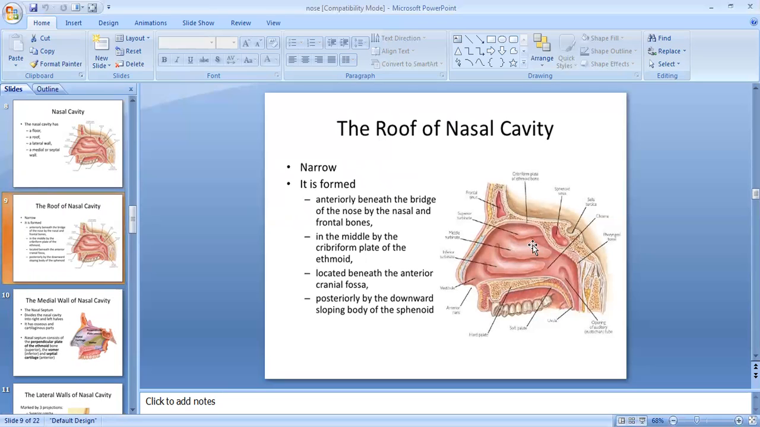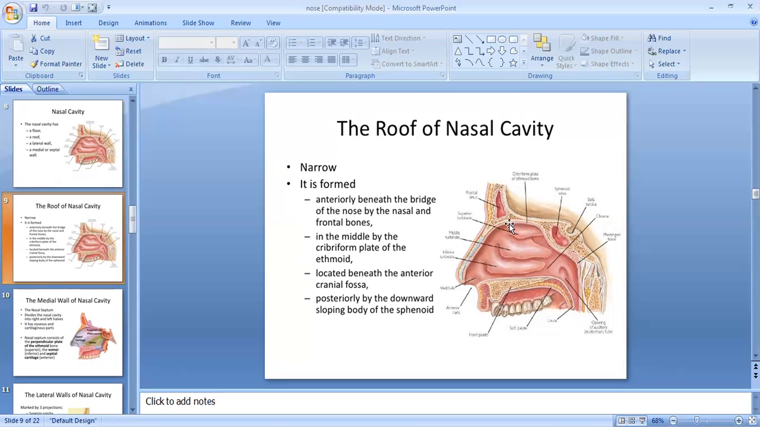So the roof of the nasal cavity is formed anteriorly, beneath the bridge of the nose, by the nasal and frontal bones. So in front you can see the nasal bone and the frontal bone, they form the anterior part of the roof of the nasal cavity. In the middle, it is formed by the cribriform plate of the ethmoid bone. So here is the cribriform plate of the ethmoid bone in the middle cranial fossa, which has multiple perforations. That is why it is known as cribriform.